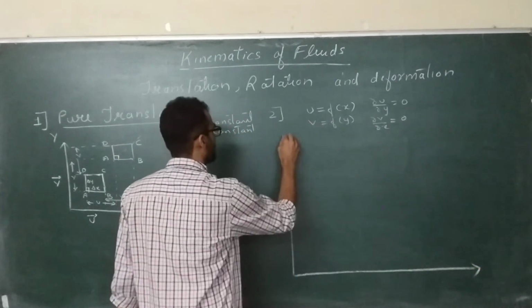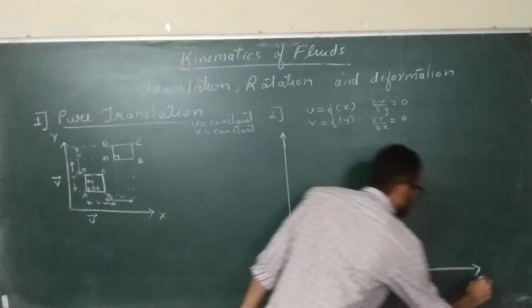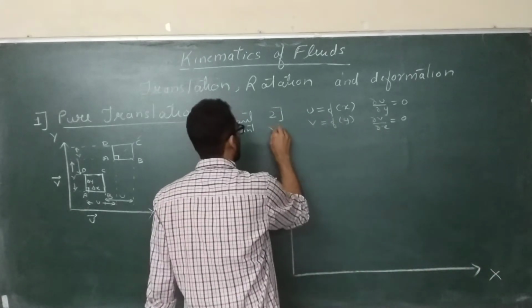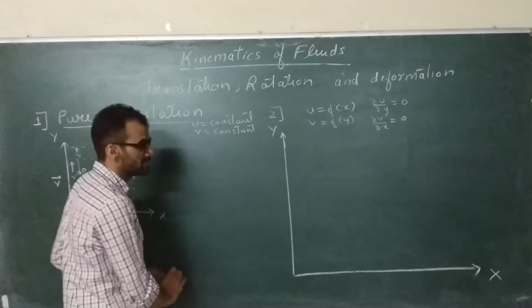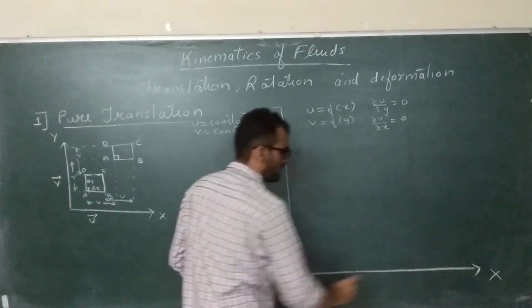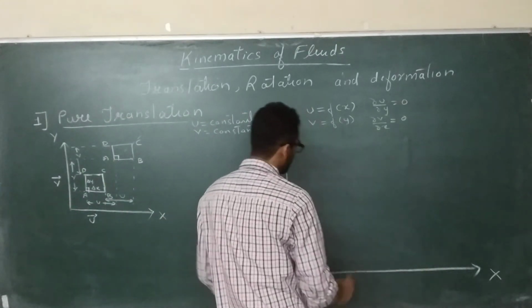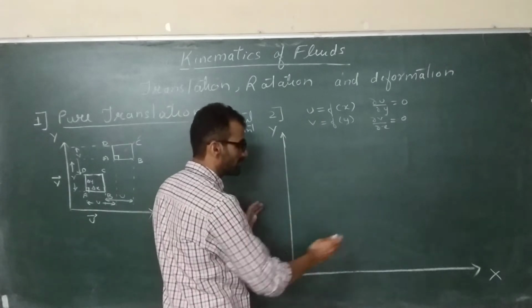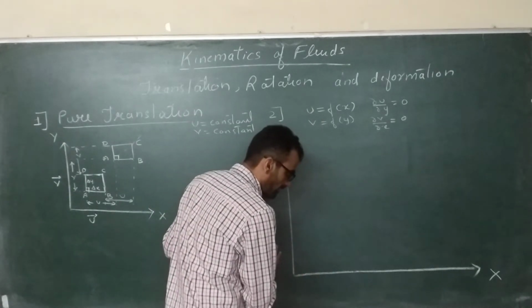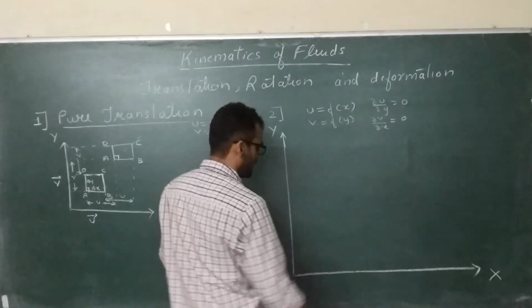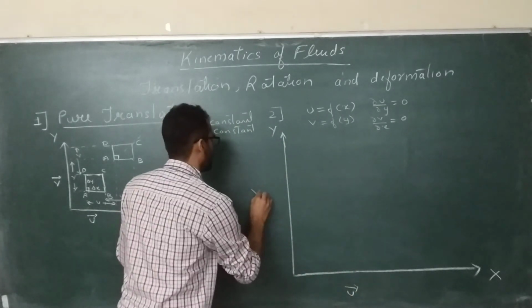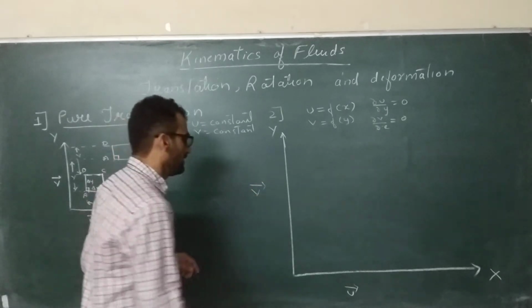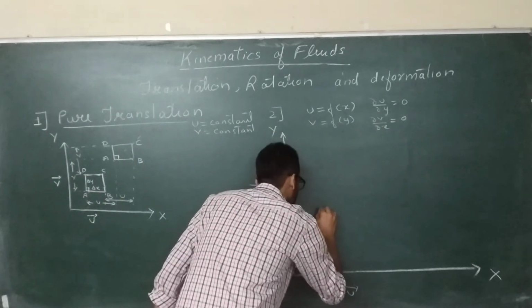So again consider a planar flow, x and y axis. Just as this board is the plane of motion, this is the x axis, this is the y axis. So fluid element will move along the x and y axis. The velocity components in x we have called u, and in y we have called v. Now let's take this element.